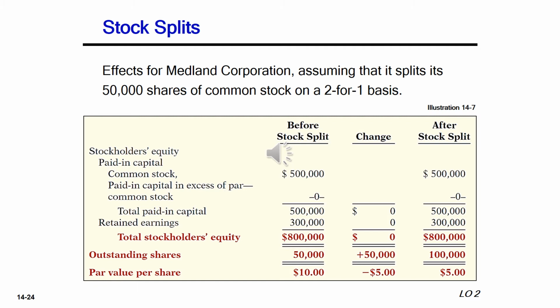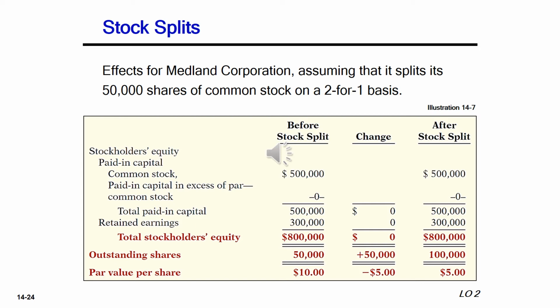Now, for the change, the only thing that is going to be adjusted, as you can see, is the number of outstanding shares. So the number of outstanding shares is going to double because we're splitting 2-for-1, remember? So instead of having 50,000 shares as outstanding shares, now we're going to have 100,000 shares. In return, the par value per share is going to be cut in half. So instead of having $10 par value per share, this number is going to drop down to $5 per share.